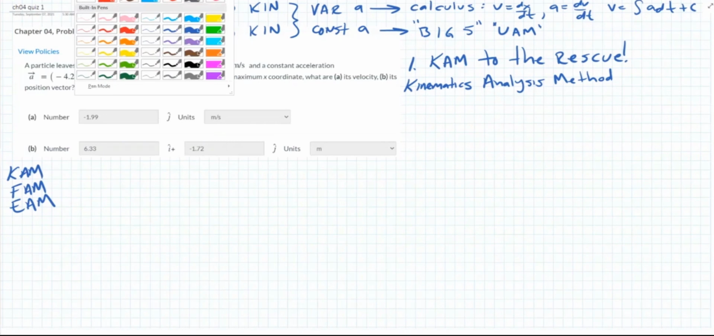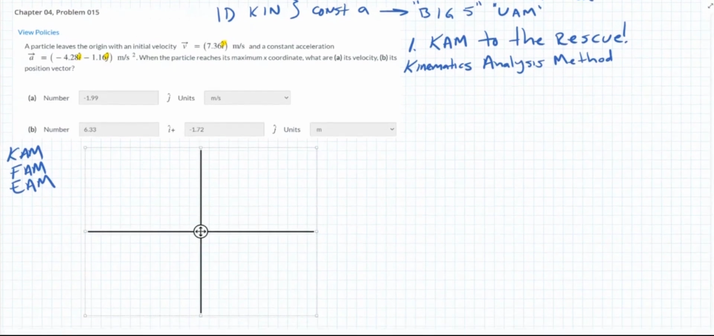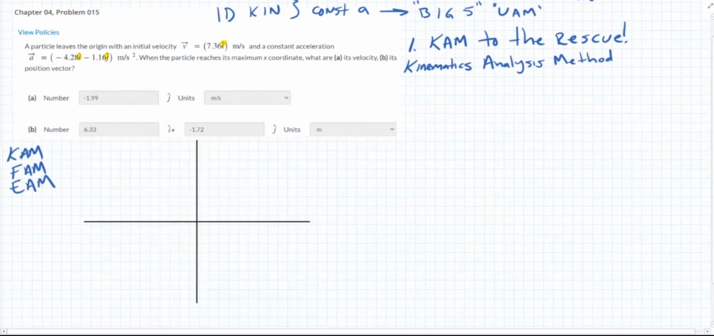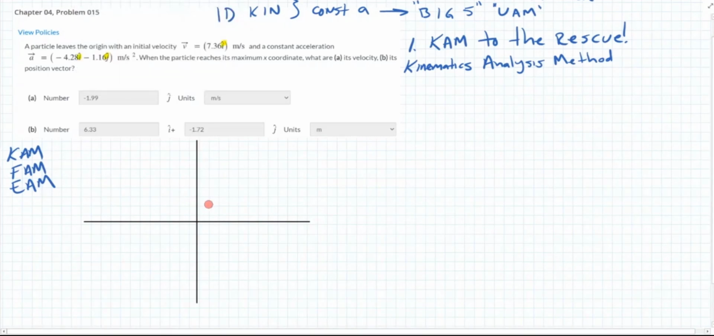Actually looking like this, because this is two-dimensional motion. So here, Cartesian coordinate system. Here's my object. I'm going to represent my object as just a dot at the origin, because that's what it says. One of the other keys to problem solving is a particle leaves the origin. So here's my particle, there's the origin, sitting at coordinate 0, 0. So 0, 0 meters, that is the origin. That red dot is my object.